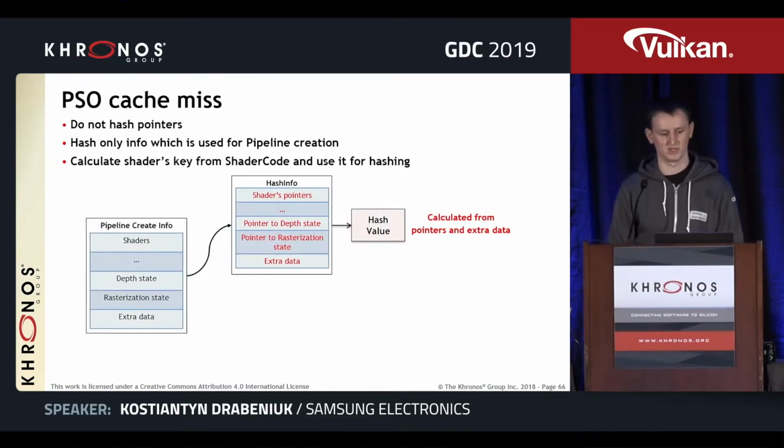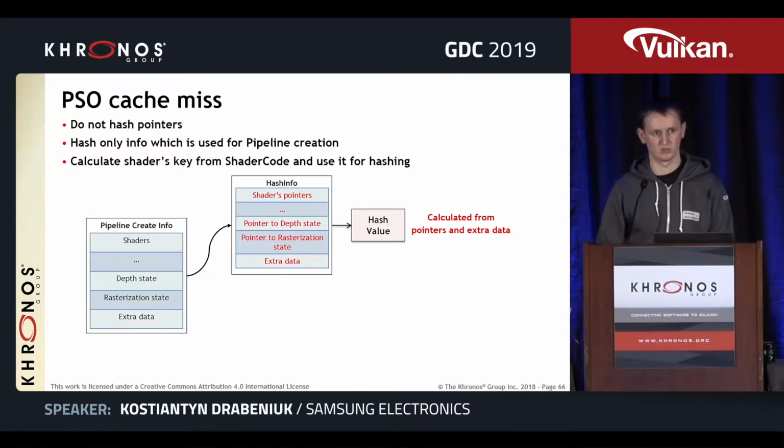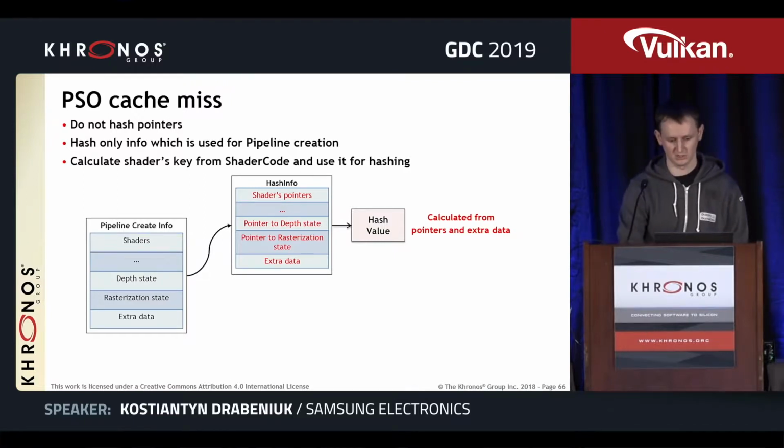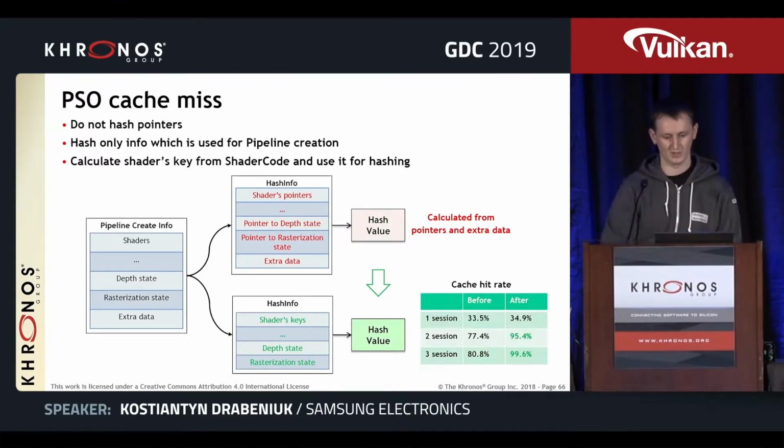Also, there was a problem in hash computing. The hash was calculated from the pipeline create info, but this pipeline create info contains pointers and extra data that is not involved in pipeline creation. It's a bad idea to calculate a hash from pointers because it is possible to have different pointers but the same content. So we changed this logic to calculate the hash from all structures, and we added a shader key for shaders. Now even if shaders were recreated, the shader key will be the same. As a result, we got a better hit rate after the first session.